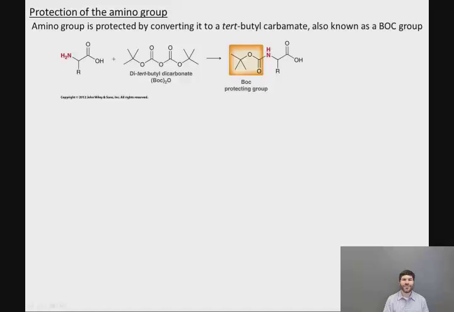So the group that we use for the protection of the amino group is called a Boc group, which is short for tert-butyl carbamate. Okay, so if you take an amino acid that has an amine group on it, we treat it with di-tert-butyl dicarbonate, which is also known as Boc anhydride, Boc2O, or sometimes it's even called Boc on. So that then puts the Boc protecting group on. Okay, so from the nitrogen of the original amino acid, we have a C double bond O, we have another oxygen, and then we have a tert-butyl group.